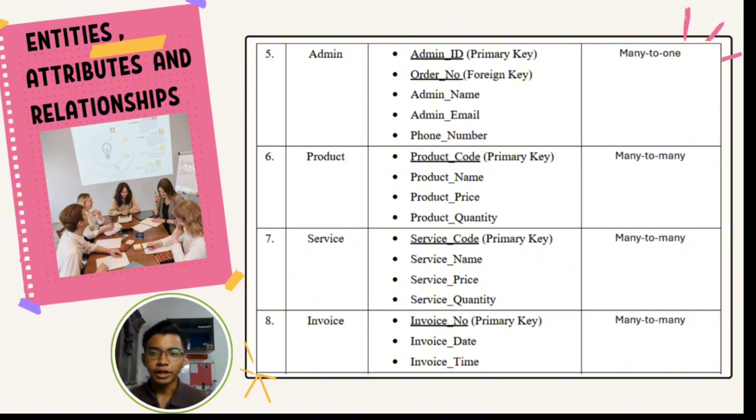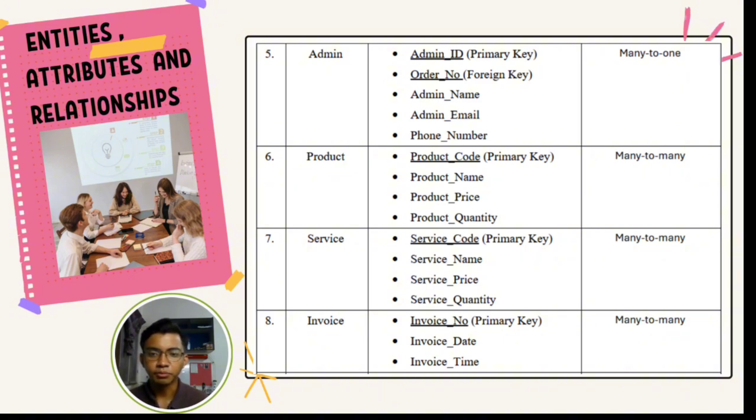The next entity is admin. The attributes are admin ID, order number, admin name, admin email, and phone number. Admin ID is the primary key and order number is the foreign key. The relationship for the entity is many to one.